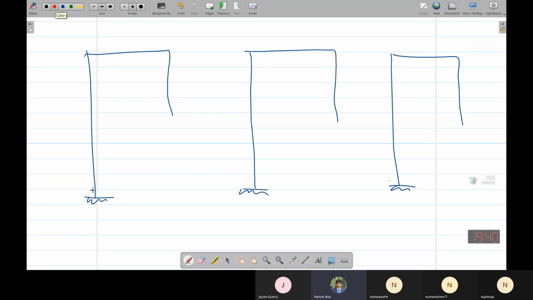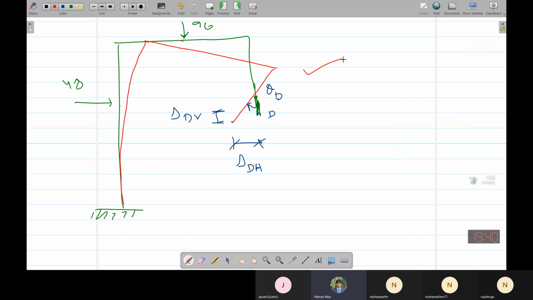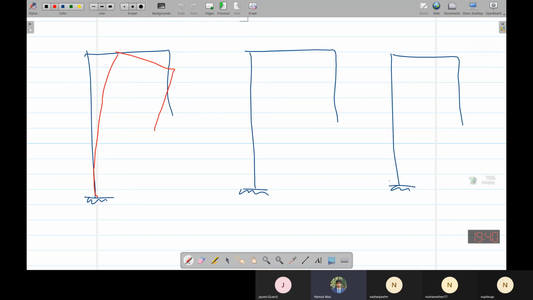So again, draw the deflected shapes. The same one you have drawn for this primary structure, draw the same one here.